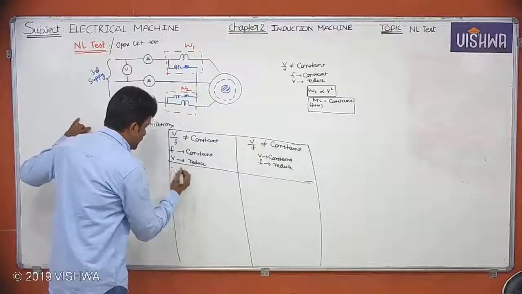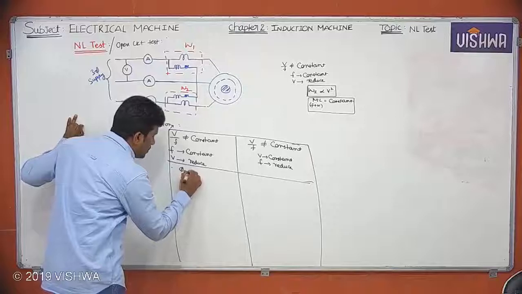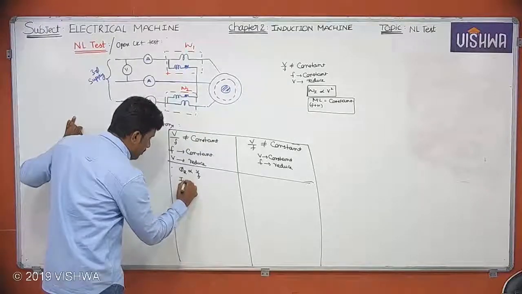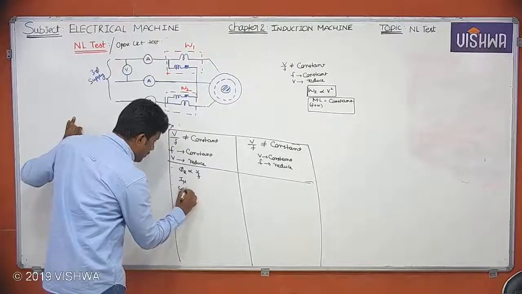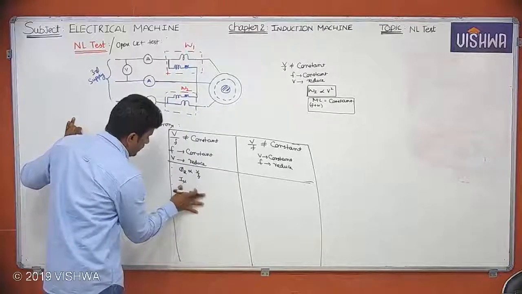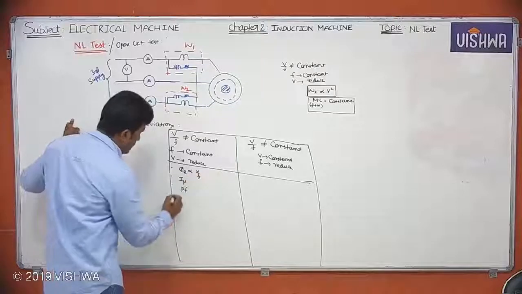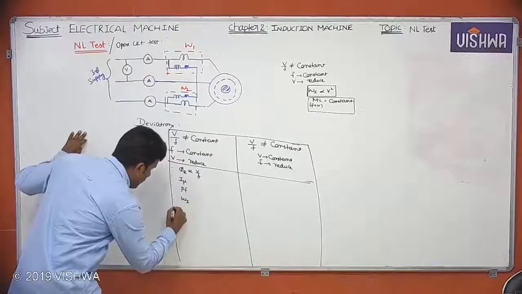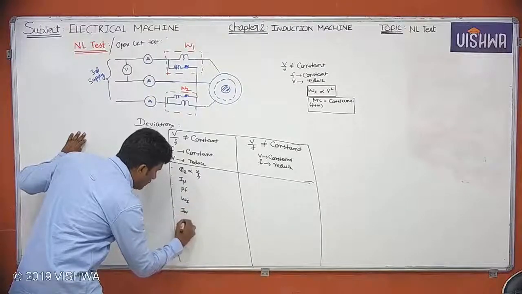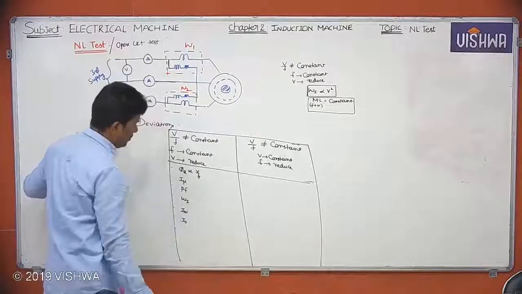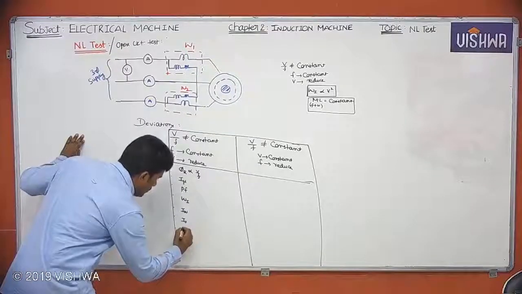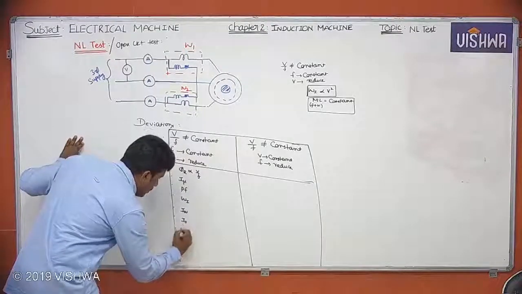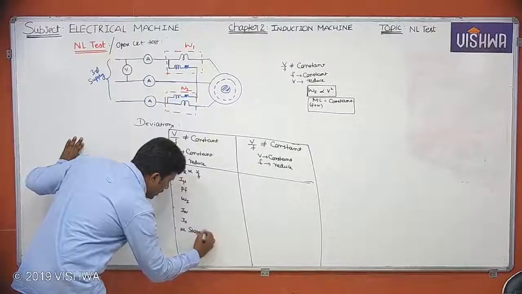Let us see. First, you know the relation: flux phi_r is proportional to V by F. Everybody knows that. Next I mu, and power factor. Next, WI means iron losses. Next, IW. Next, I naught. Next, constant losses. Tell me immediately: no load stator copper losses.